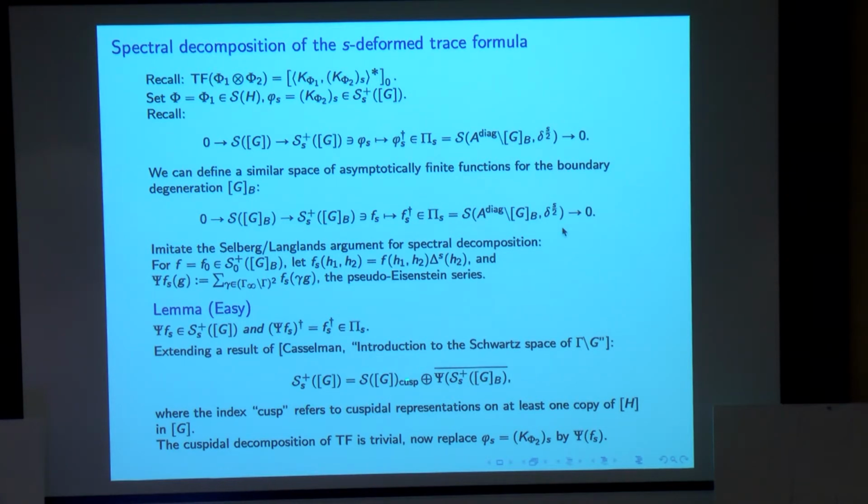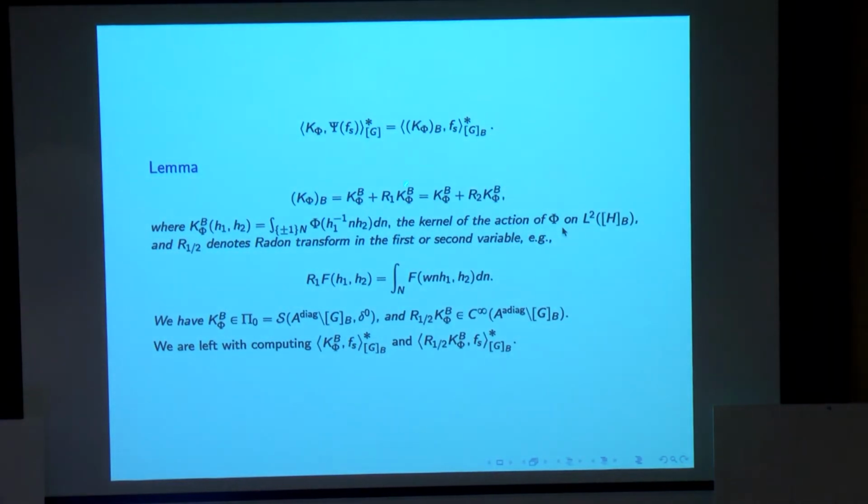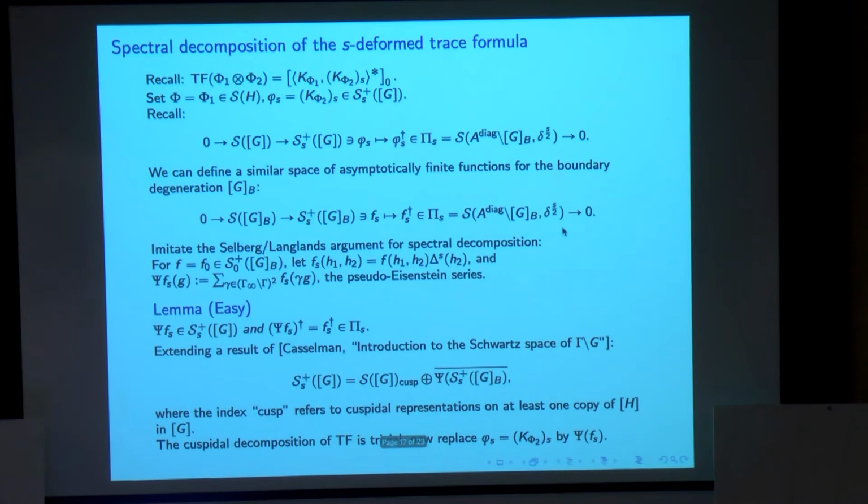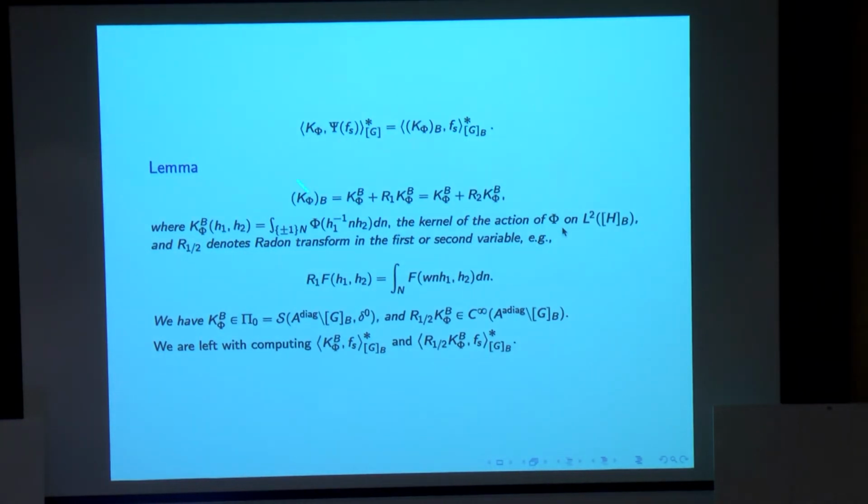So, moreover, the cuspidal part is the usual cuspidal part. You don't get anything more in this extended Schwarz space. So that means that the cuspidal decomposition of this inner product is completely trivial. We can skip it and immediately focus on the part of the kernel function that's inside of this part. And in doing so, we are going to replace our modified kernel function by a pseudo-Eisenstein series, and start the spectral analysis of Selberg and Langlands.